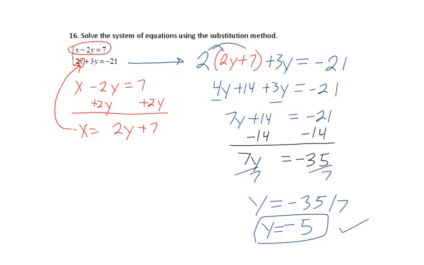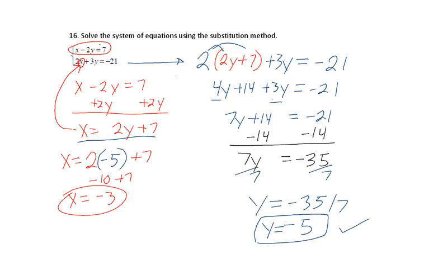But I want to find out what x is. Well, you remember this equation right here? We know what y is, so x will equal 2 times -5 plus 7. So -10 plus 7 means x is equal to -3. And those are your answers. X equals -3 and y equals -5.